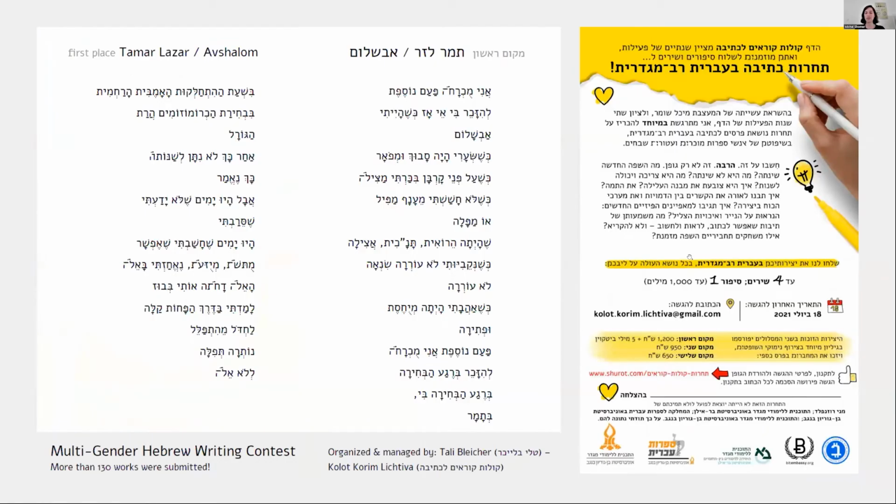And about a few months ago, maybe it was even a year ago, we had a writing contest in multigender Hebrew. Tali Bleicher, whom we didn't know each other, she just found this new typeface and decided to create this contest where people can submit poems or short stories, all of them written in multigender Hebrew. You can see here the winning poem of Tamar Lazar. There were more than 130 works that were submitted for this contest, all written in multigender Hebrew. This is simply amazing.